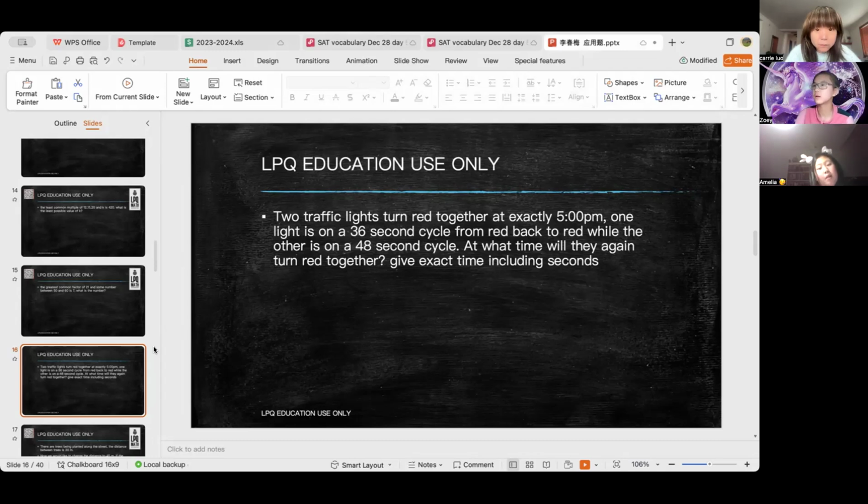Wait, what does it mean by give exact time including seconds? For example, something like 5:01:42. So 42 seconds. Something like that.